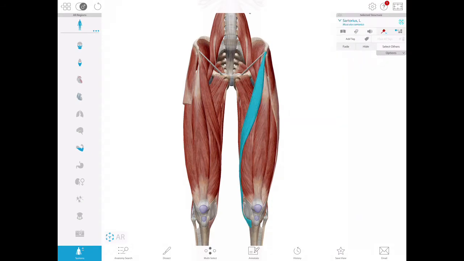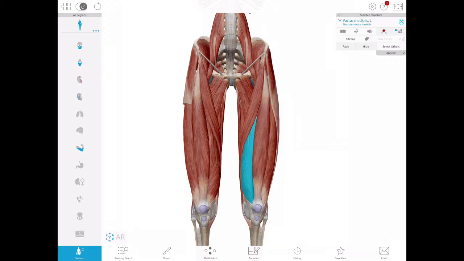This is the sartorius, which originates on the ASIS and inserts on the proximal medial aspect of the tibia. The action is a combo of flexion, abduction, and lateral rotation. This is the rectus femoris. The origin is on the AIIS, which is the anterior inferior iliac spine, and it inserts on the tibial tuberosity. The action is hip flexion and knee extension.